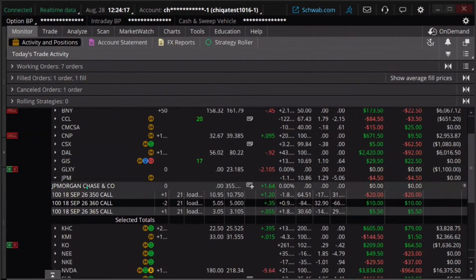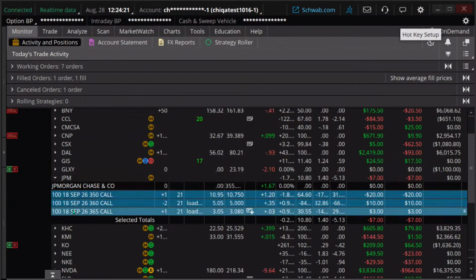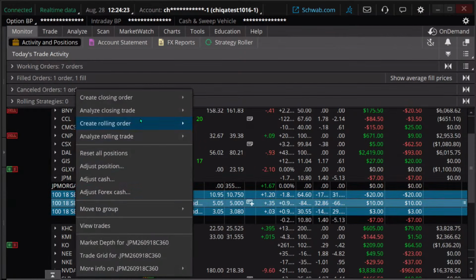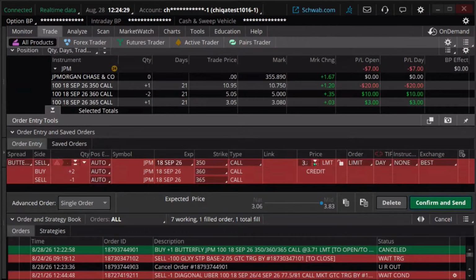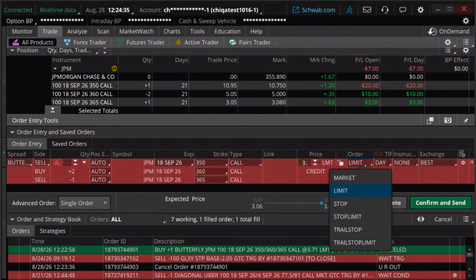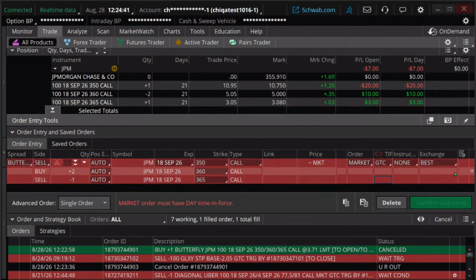Okay, so here's the trade. I'm just going to highlight these and right click. I'm going to create a closing order, and I'm going to sell out of that butterfly. Now, I don't want to sell out right now, so I'm going to sell based on conditions. And those conditions are, first of all, I'm just going to make it a market order, good till canceled. I'm going to click on the gear right over here.